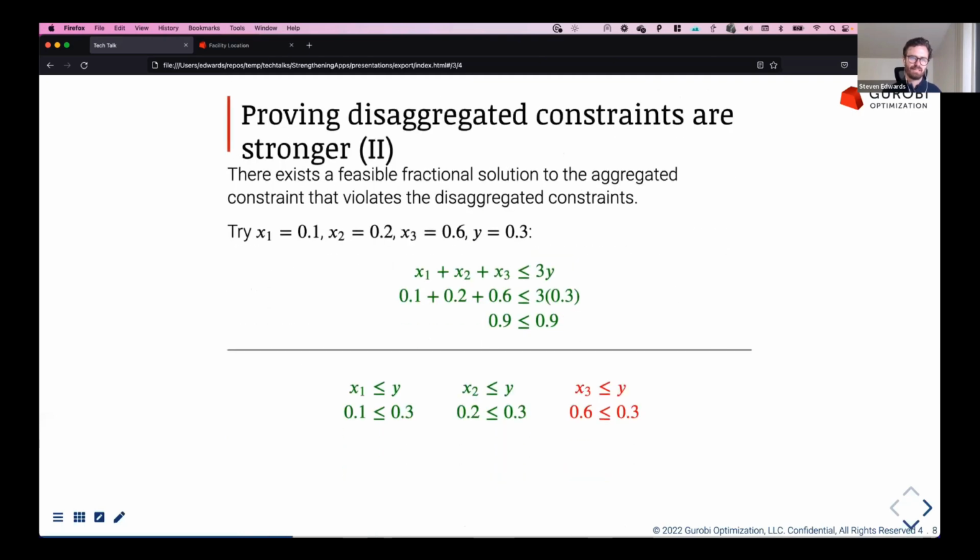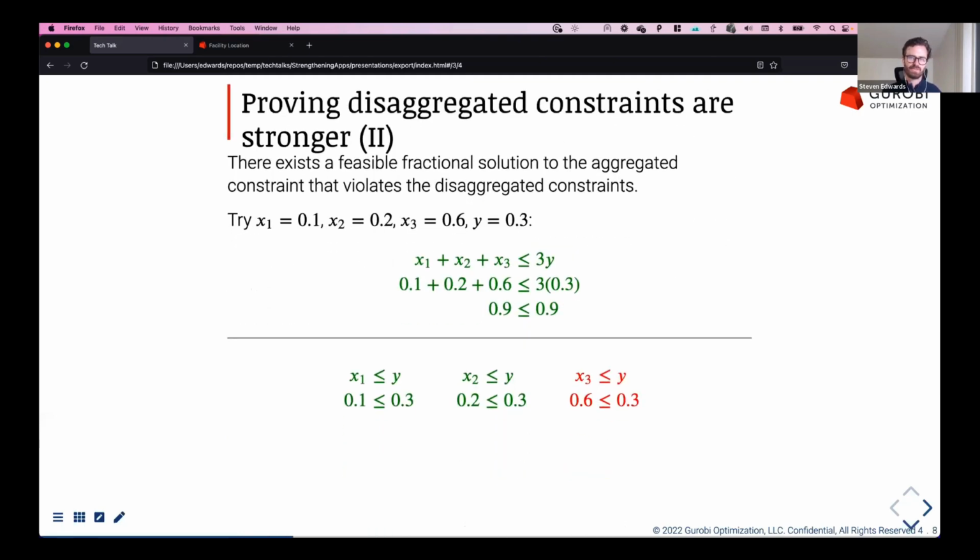The flip side, that there exists a feasible fractional solution to the aggregated constraint that violates the disaggregated constraint, you really just have to go hunting. In this case, I've picked a solution that I was pretty confident would break it. You can see that it holds for the aggregated constraint, so you just add the values. It holds for two of the disaggregated constraints, but it clearly violates the third. So for the disaggregated formulation, this would be an infeasible fractional solution, but it would be feasible for the aggregated form.